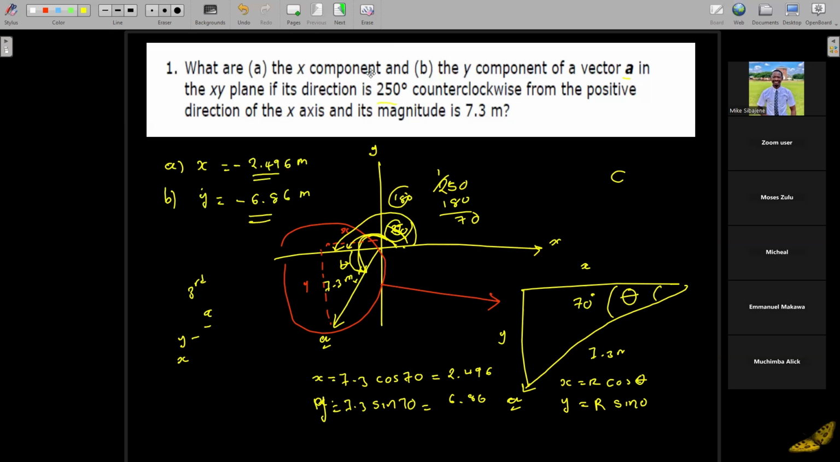Sir, concerning the significant figures of the y component and the x component, are they not supposed to have the same number of significant figures? Yeah, that's correct. But if I convert it to these significant figures, it will give me negative 2.50 meters. We can leave it there, but even this one, they will still mark you.